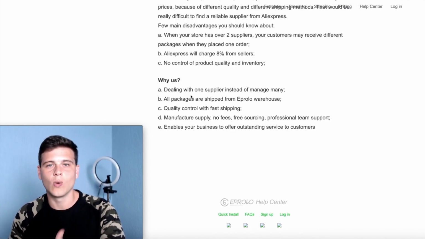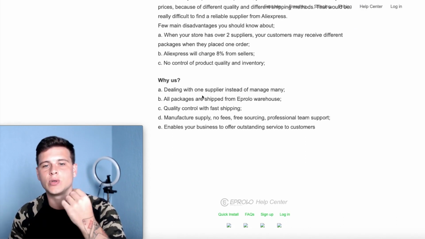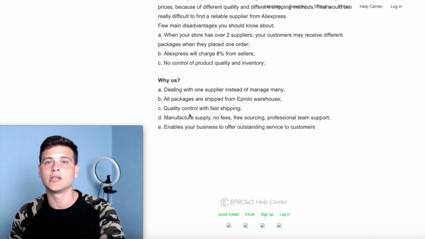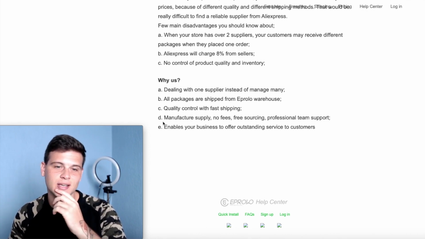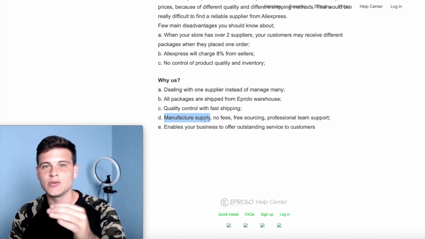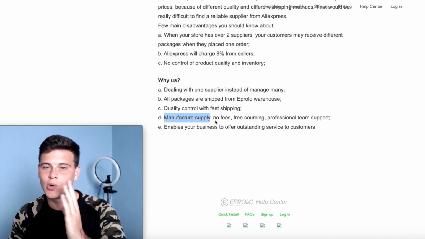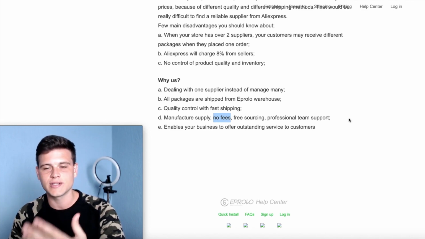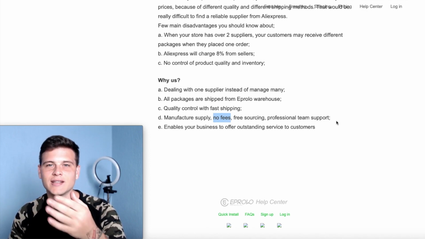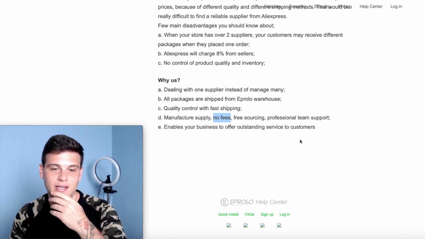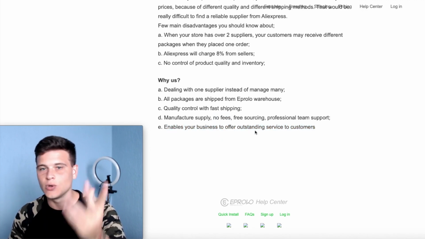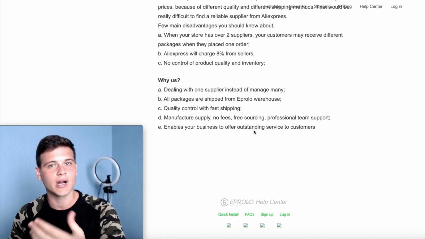So over here they're saying why you should use them: first, you're dealing with one supplier instead of multiple sellers. All packages ship from their warehouse, they do quality control, and they ship it fast. Now here is the interesting thing, they're saying that they are using the manufacturer's supply and there are no fees, free sourcing, and professional team support. The no fees is very interesting for me, because when we go to the next page you will understand why. It's like they're saying that they're not making any profit, which I think is ridiculous. And the last thing is that it enables your business to offer outstanding service. Of course, if you have fast shipping and good prices, your customers are going to be happy.